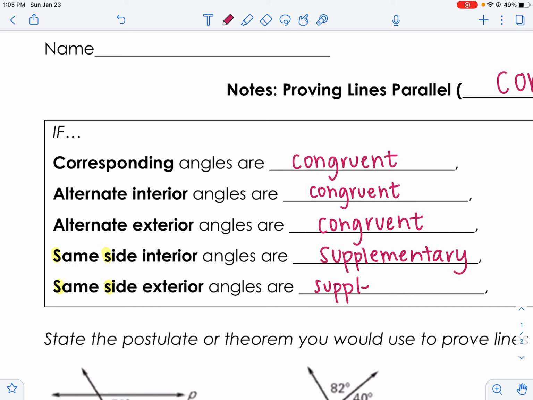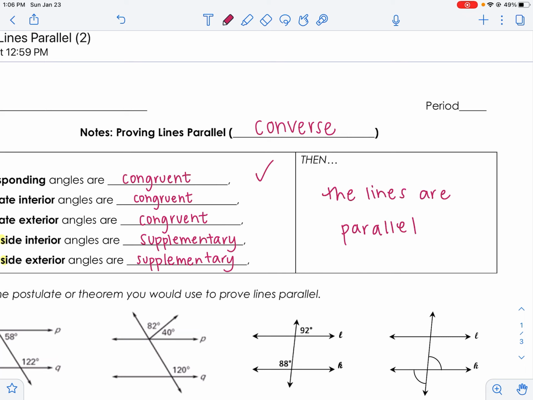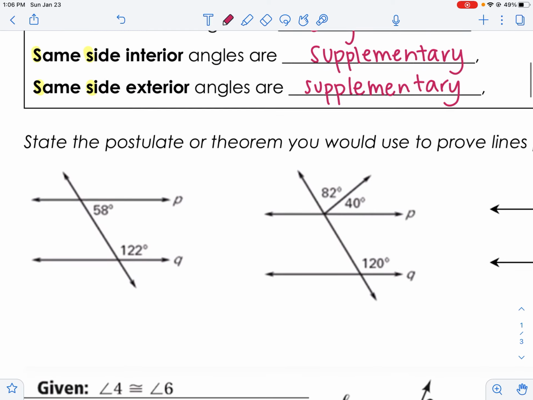So that's how we complete these geometry proofs: we just check to see what type of angles we have. Are they congruent or supplementary? Which one are they supposed to be? And if that's true, well then the lines are parallel. What's nice about these proofs is that there's no solving, none of that. We're really just checking to see, are they congruent, are they supplementary, what are they? And then we go from there.